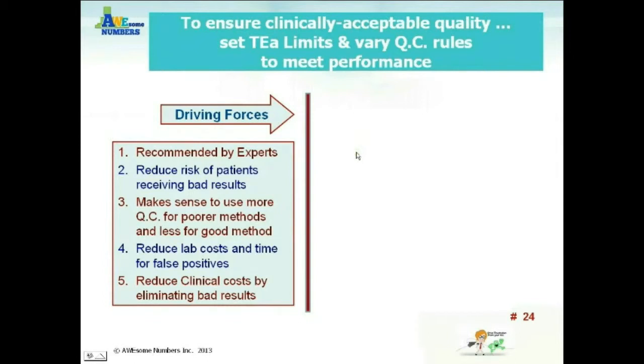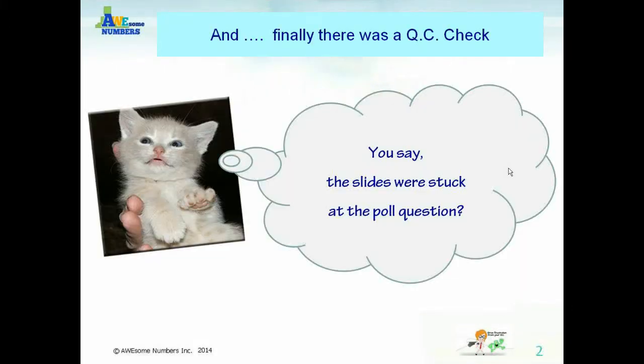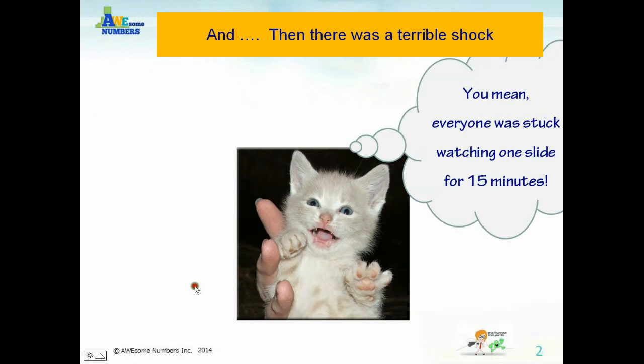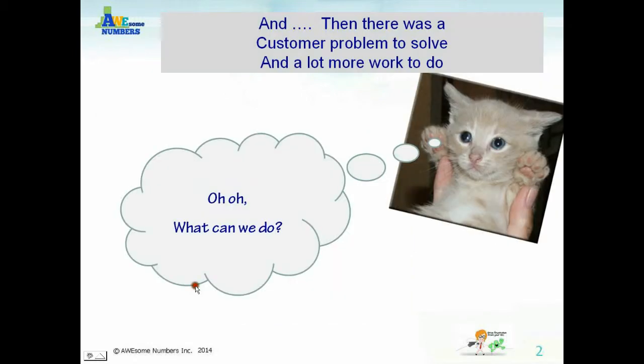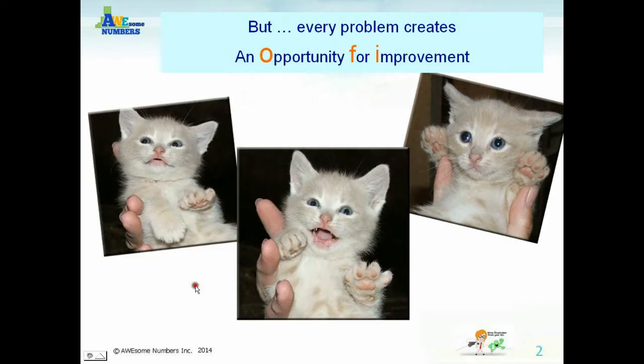Those clinical costs are something that is quite often neglected. We talk about the cost to control quality, but we often forget the costs of failure to control quality. And finally, there was a QC check. I opened up the microphones, and the first comment was, we haven't seen anything different since the very first poll question. You mean everyone was stuck watching one slide? Oh no, what can we do now?